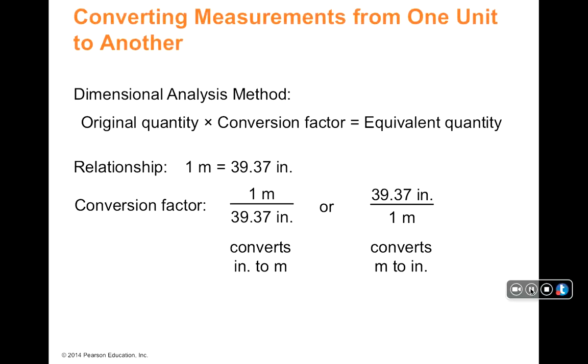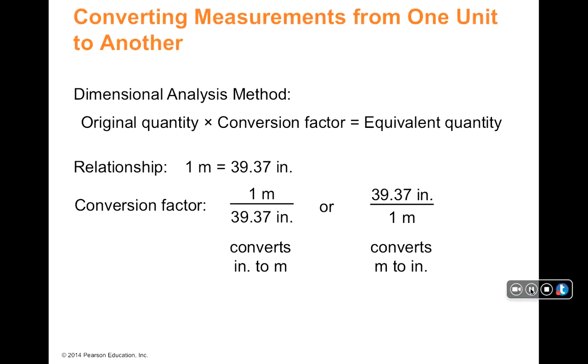So they're giving you a relationship here of 1 meter equals 39.37 inches. You could use that in the two ways that you see here, where 1 meter is on the top and 39.37 inches is on the bottom, or you could use 39.37 inches on the top and 1 meter on the bottom. The most common error that students make is putting something on the top when it should have been on the bottom, or vice versa.